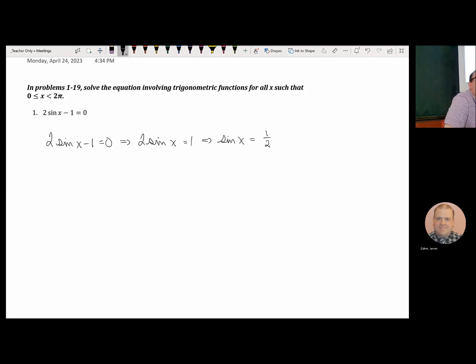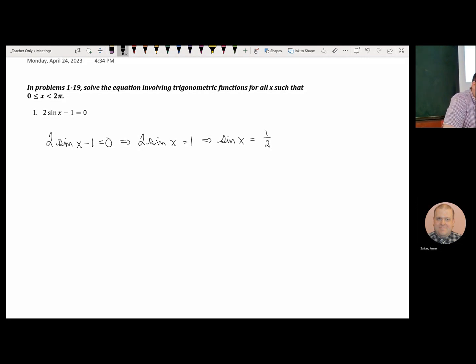This is where things are different. You cannot take the inverse sine of both sides. Right, remember, we restricted the domain for sine to make it 1-to-1, so we could define an inverse sine. That means inverse sine is not going to give you all possible solutions. It's only going to give you one.